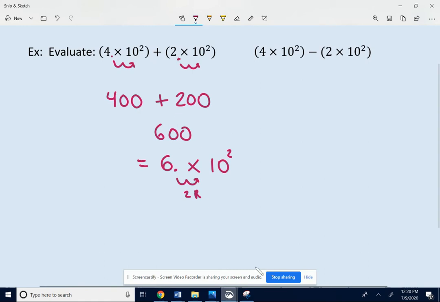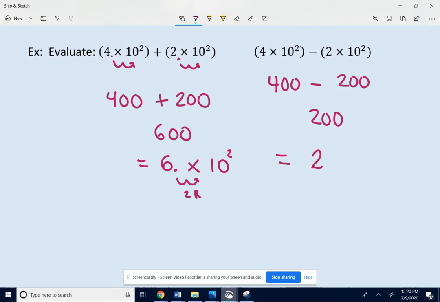Subtract works the same. It's the same numbers, it's just subtracting instead of adding. 4 times 10 to the second is 400. 2 times 10 to the second is 200. But now we're subtracting. 400 minus 200 is 200. Now to put that back into scientific notation, start with 2. And just know that we would have to move the decimal 2 to the right. So again, the exponent is a positive 2.